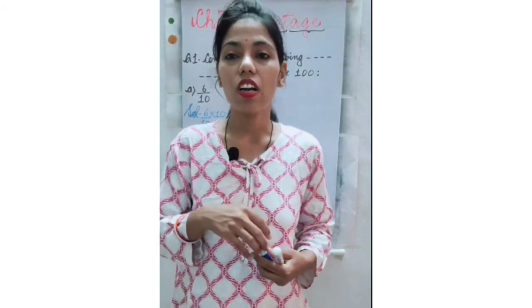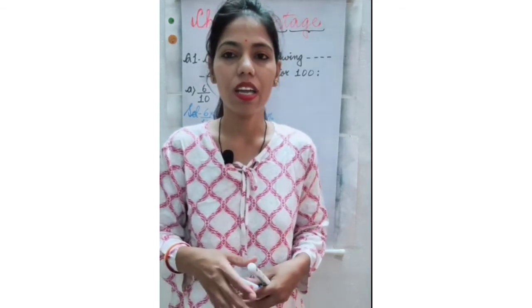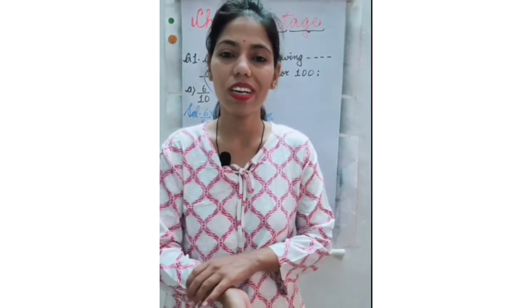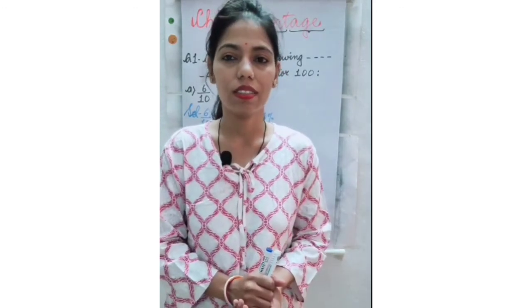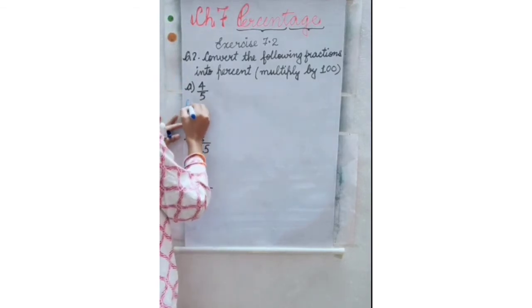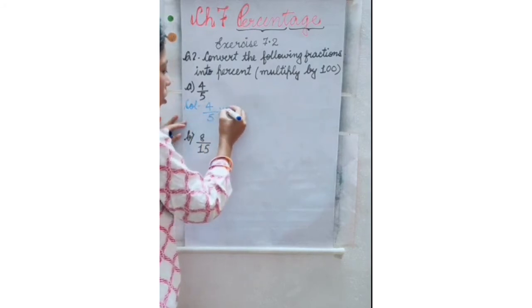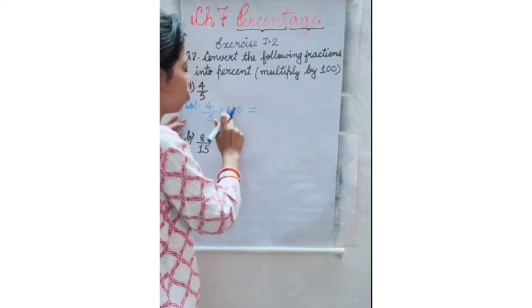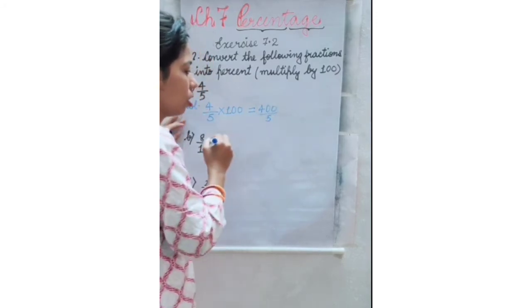Question 2 is: convert the following fractions into percent by multiplying by 100. In this, what do we have to do? Fractions are given and we will multiply these fractions by 100. After multiplying by 100, we will change the fraction into a percentage. First part is 4 by 5, and how do we solve? We have to solve by multiplying the fraction by 100. So when we multiply this 4 by 100, we get 400, and 5 is at the denominator.